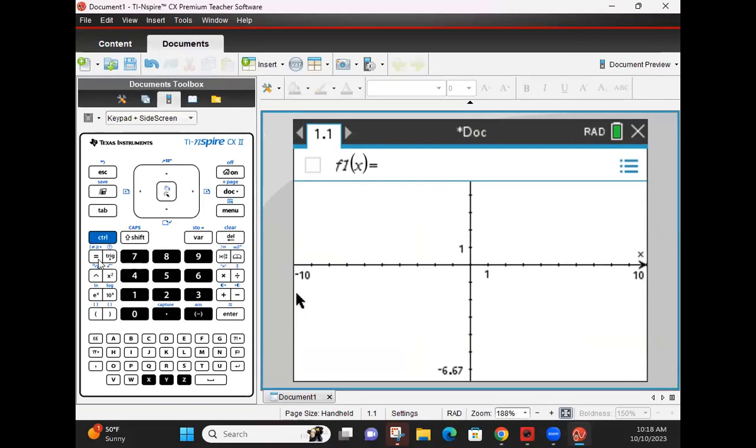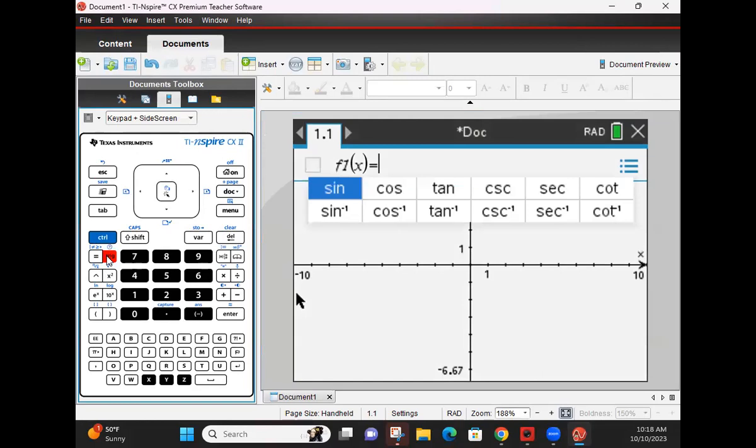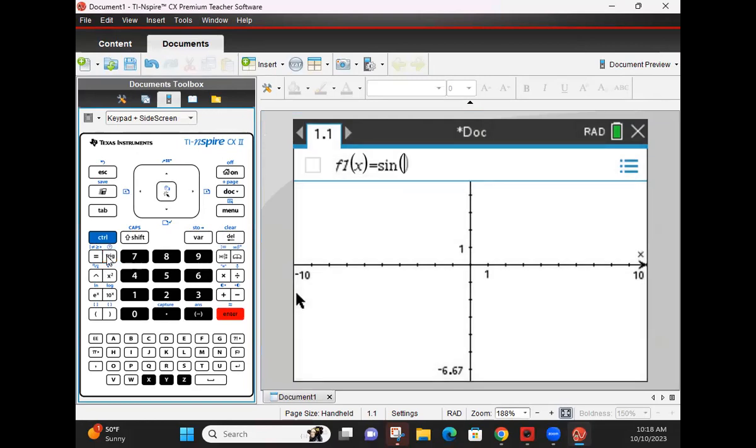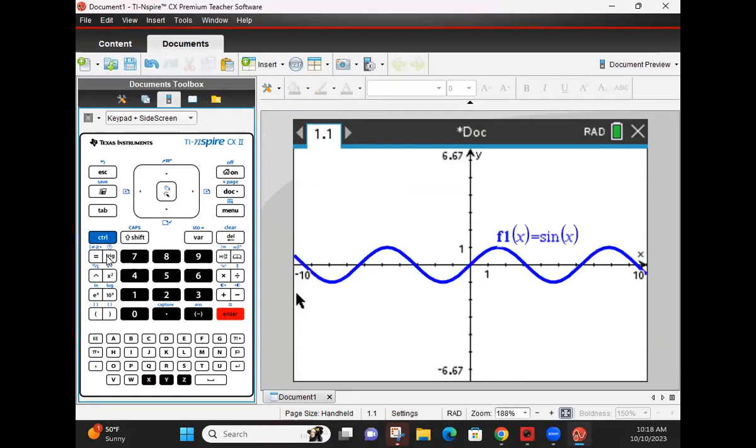Remember, we have our little button over here for our trig values. I believe if you use the keypad and type in sin and then in parentheses type x, it will just give you sine. But you do also have your trig key here. So I want sine of x.